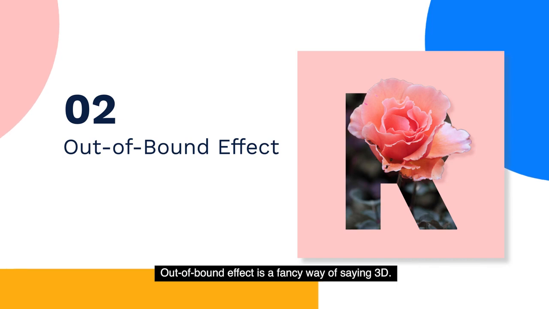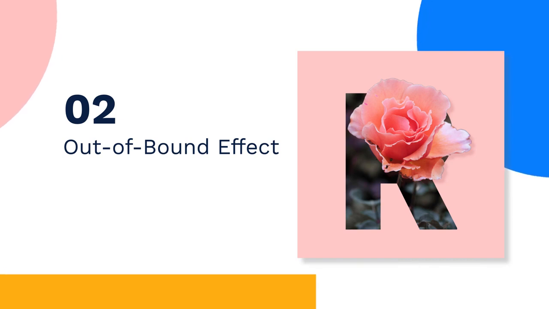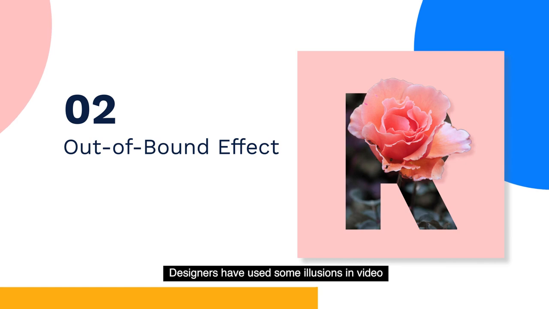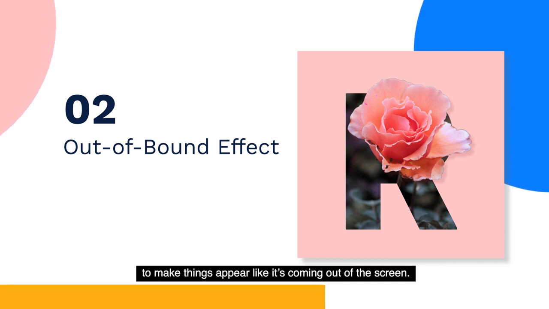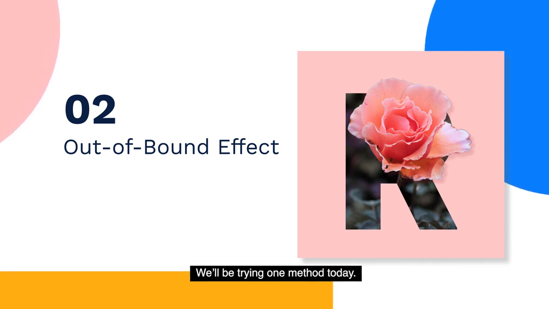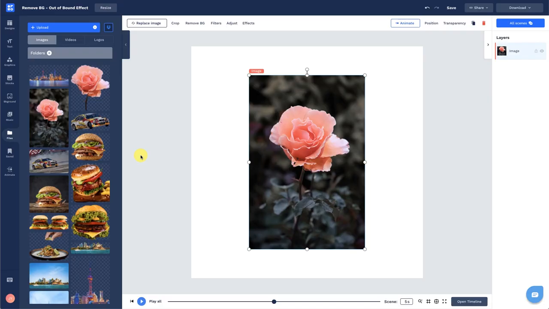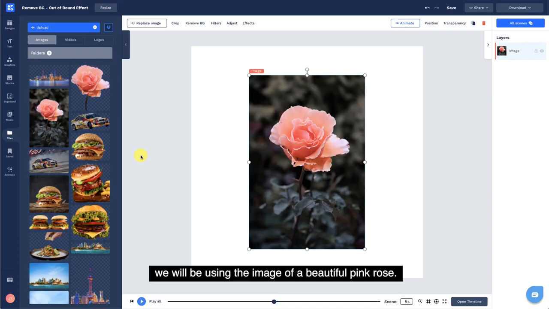Out-of-bound effect is a fancy way of saying 3D. Designers have used some illusions in video to make things appear like it's coming out of the screen. We'll be trying one method today. In this example, we will be using the image of a beautiful pink rose.